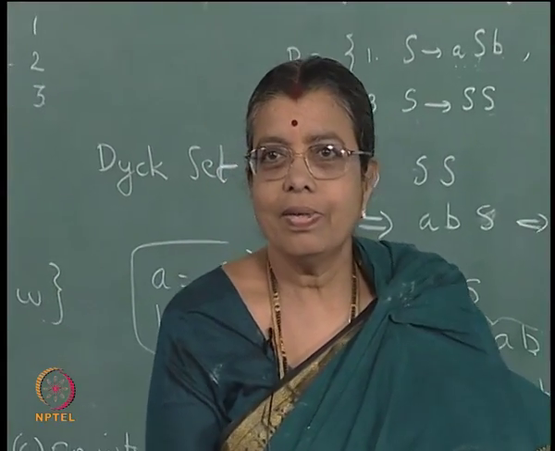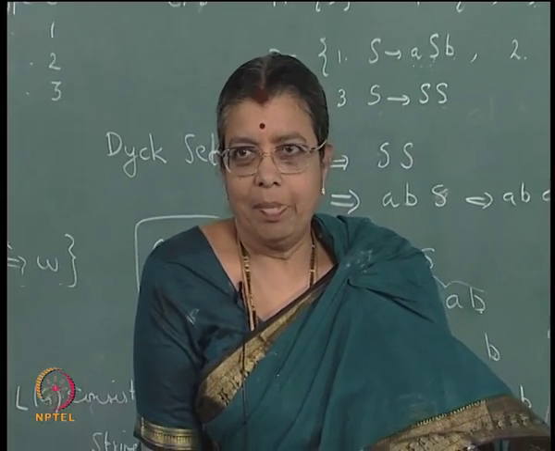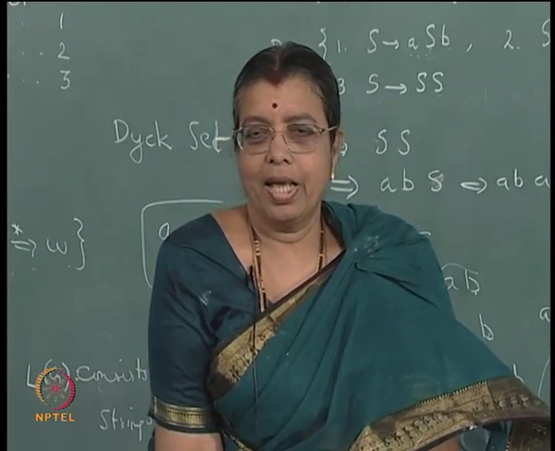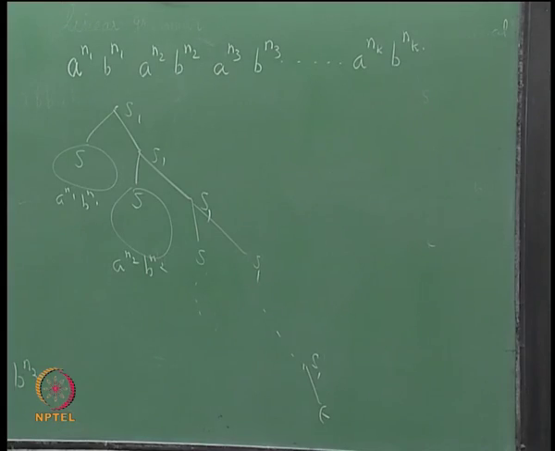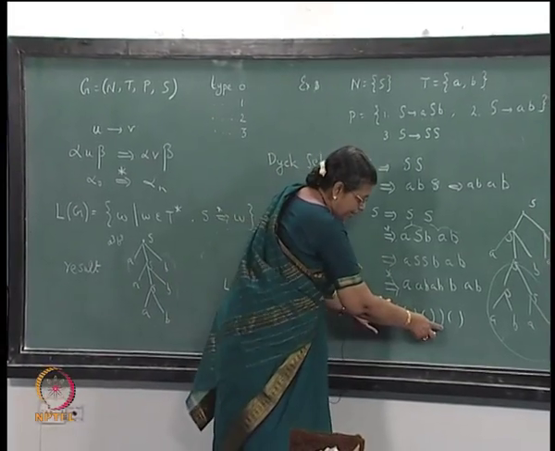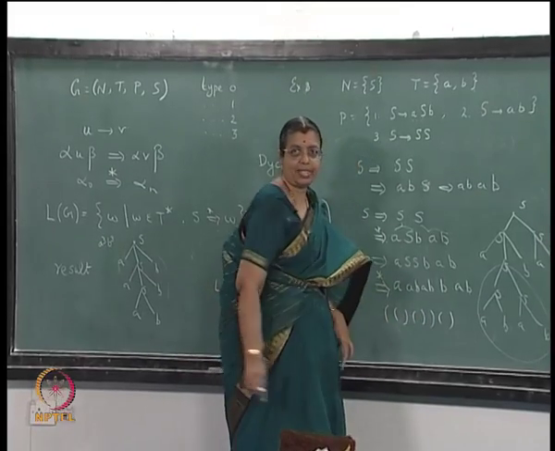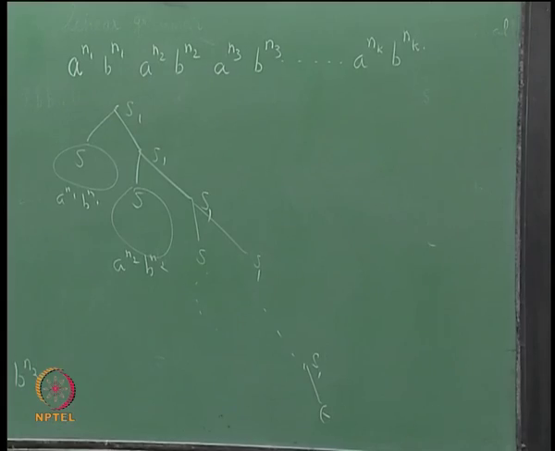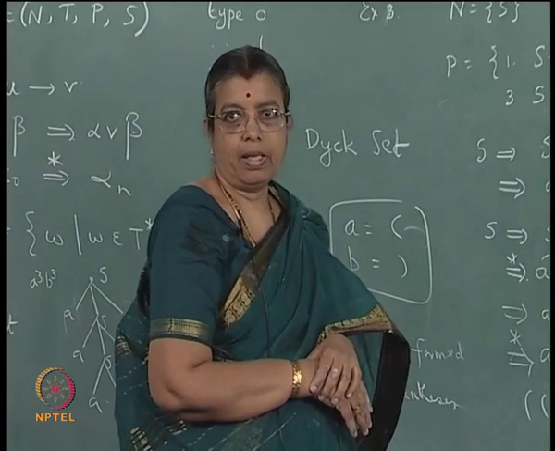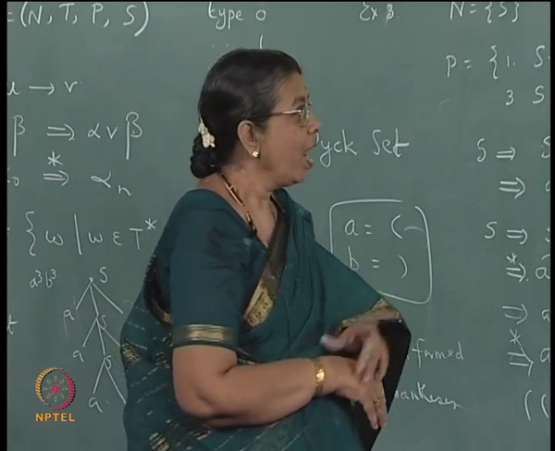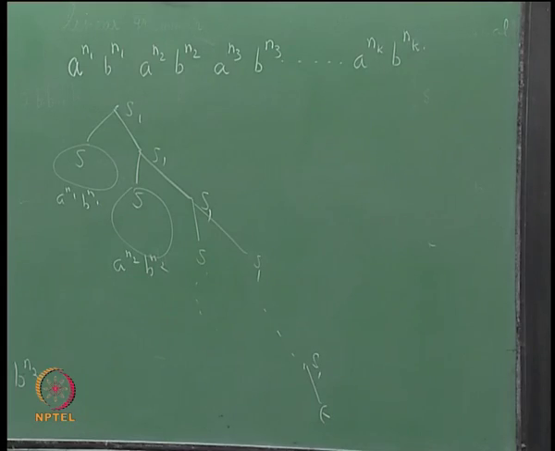This is also, I mean, equal number of A's, equal number of B's. What is the basic difference between that and this? There is no nesting here. Then there is nesting there. See, within this left parenthesis and right parenthesis you are having this. That sort of a nesting is not possible here. You have A power n1, B power n1, A power n2, B power n2 like that, but no nesting is there. See the difference.